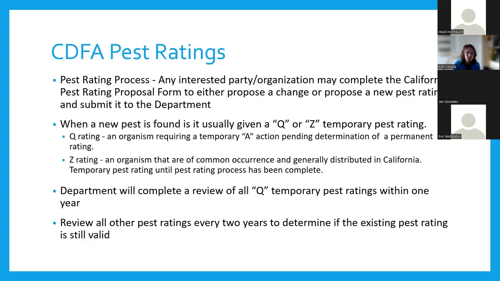And then, if a new pest is found, they want to go through this pest rating process. And that starts with a California pest rating proposal form. And that can be done by any interested party or organization that wants to propose a change or propose a new pest rating and submit it to the department.